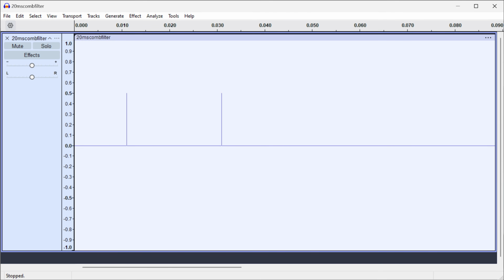To see how this works, let's start with a response consisting of two equal pulses, 20 milliseconds apart. It's equivalent to a delay of 20 milliseconds with an equal mix between the original sound and the delayed sound. Most of you will probably know this will have a weird phasey effect like this, because some frequencies are cancelled out and some are reinforced.